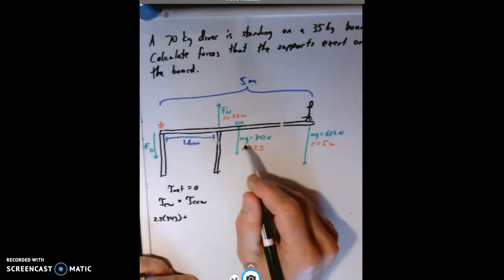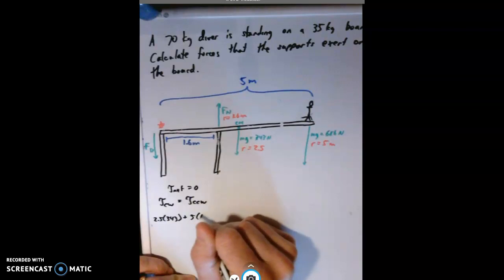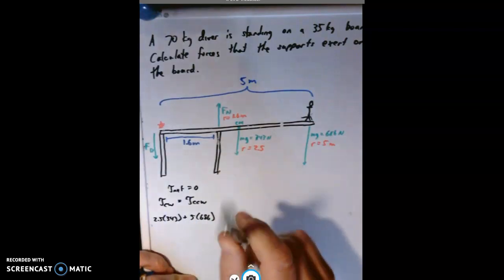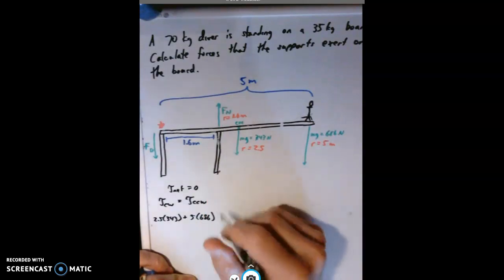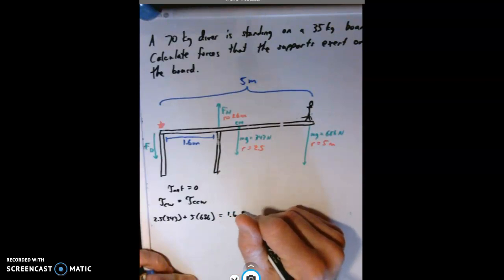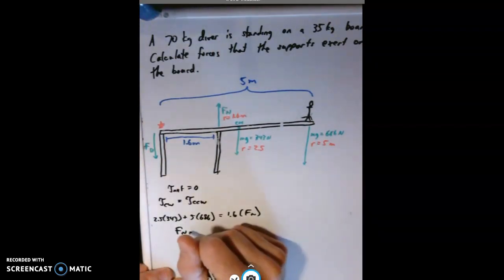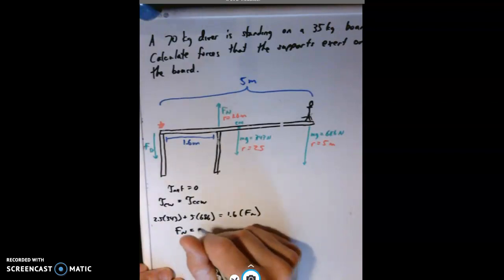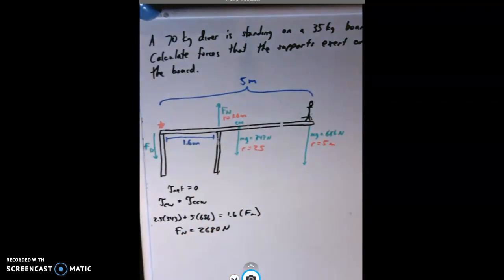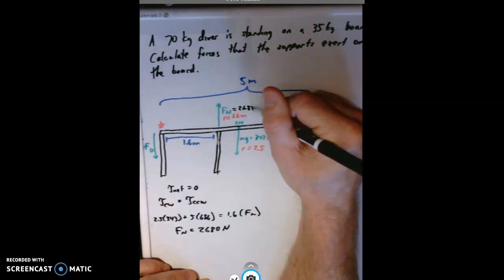That's the torque exerted by this force. This one would be 5 times 686. And then the counterclockwise torque would be exerted by the normal force, which equals 1.6 times the normal force. If I solve for all of that, I'll skip the part where I plug it into my calculator, I get 2,680 newtons. So now we found the value for this normal force here is 2,680 newtons.